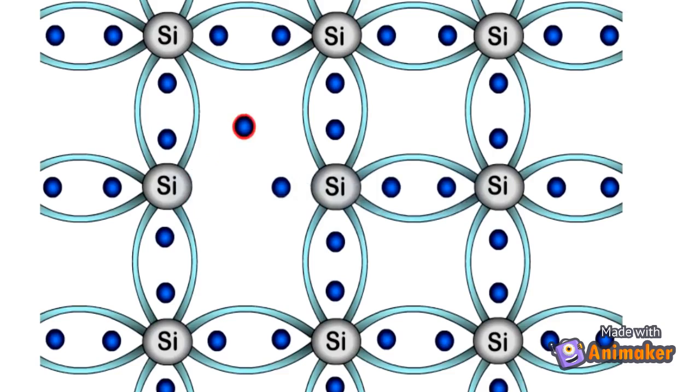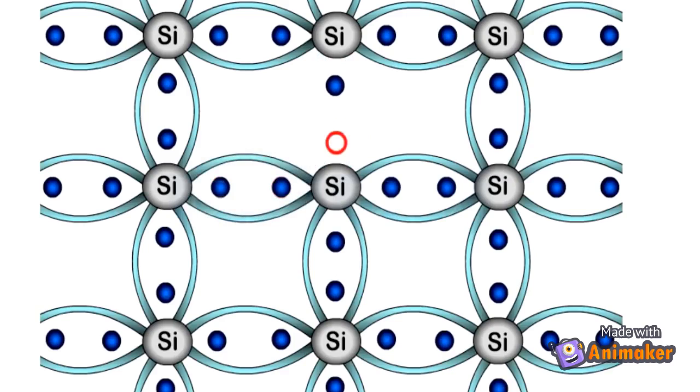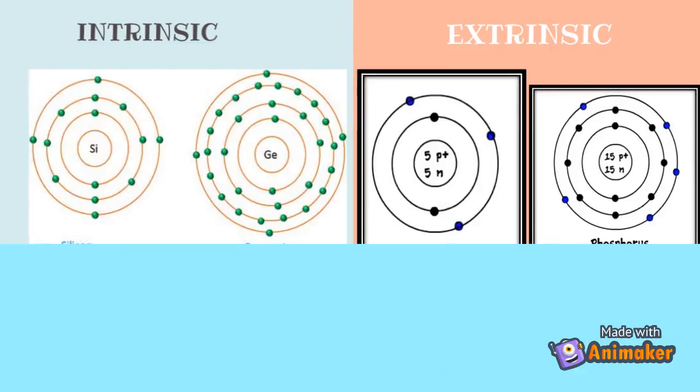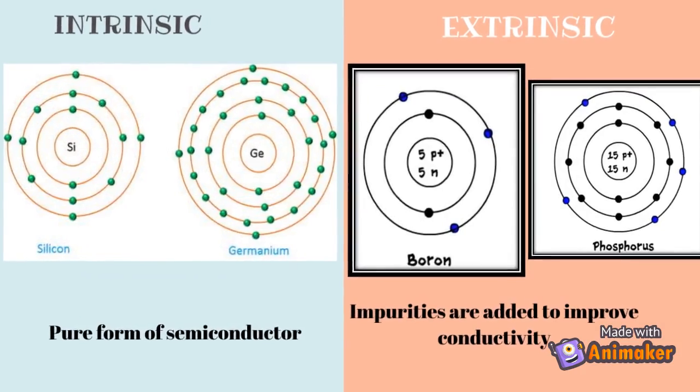However, the bonds are so strong that the electron fails to break the bond at 0 Kelvin, but as the temperature increases the electron absorbs heat energy and is able to break the bond. Once the bond is broken, the electron becomes free to carry the current. We get a deficiency of an electron in the structure, hence there is an empty space. How are they different from the intrinsic semiconductor?